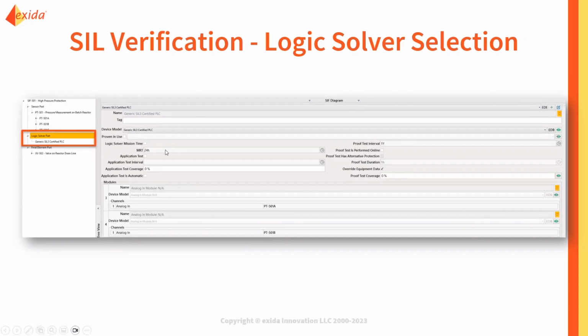We have a mean repair time for the logic solver, the proof test information, so the interval and all of that, override equipment data, things like that. You can see the different modules are being assigned as you model the SIF, and so you're able to walk through and see that as well.